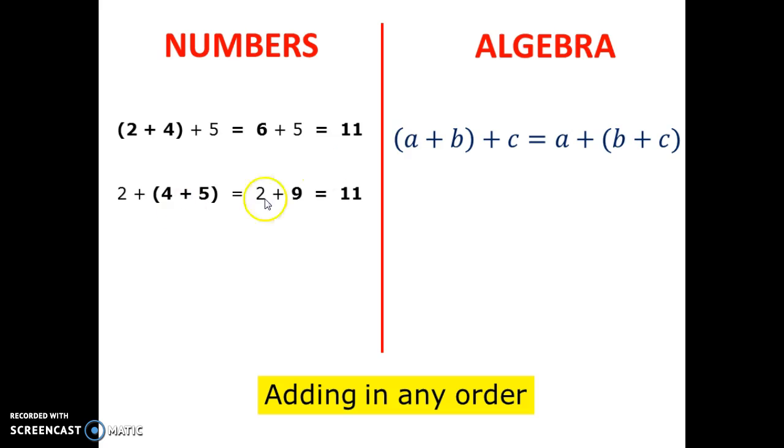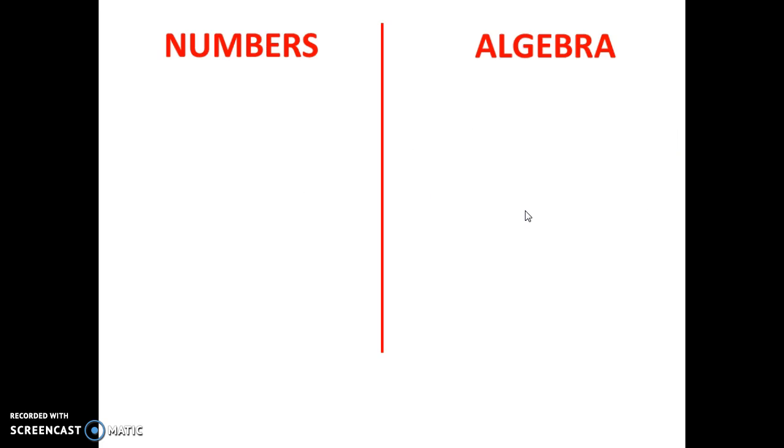So similarly with algebra, if I had a statement that had A plus B plus C, it wouldn't matter if I added the A and B first and then added the C, or if I added the B and C first and then added the A. So adding can be done in any order. Okay, so it doesn't matter what order they're in.